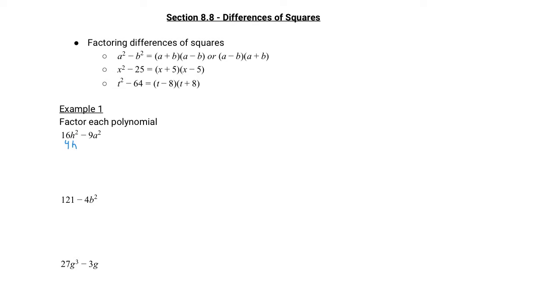Now, 9a squared is also a perfect square. The square root of 9 is 3. The square root of a squared is a. To make this easy, we're going to make two parentheses, a plus in one, a minus in the other. The square root of your first term goes at the beginning of each of these, the square root of the second term at the end. That's it. If you know your squares, then you're going to be set. If not, we're going to have some practice.